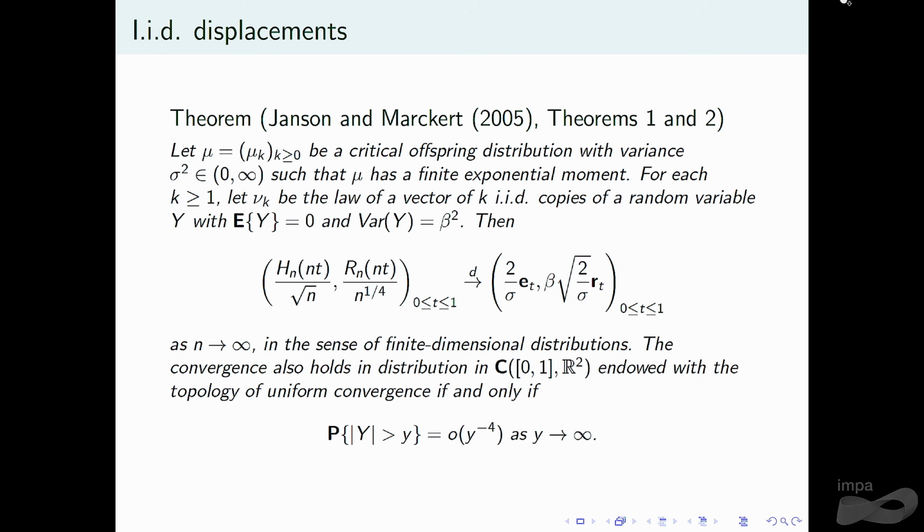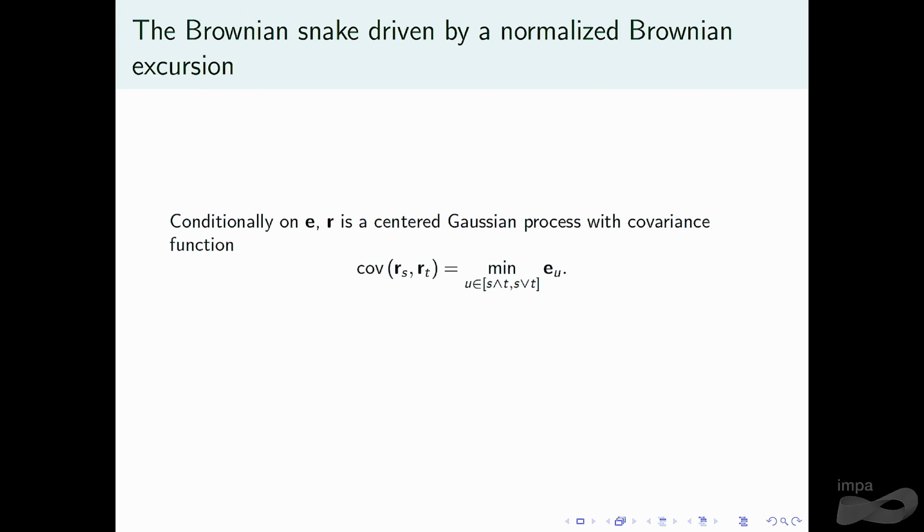Okay? And so what is this limiting object, this R process here? Well, it's a centered Gaussian process where conditionally on the excursion, it's a centered Gaussian process with the following covariance function. And what does this covariance function maybe, what can we think about here?